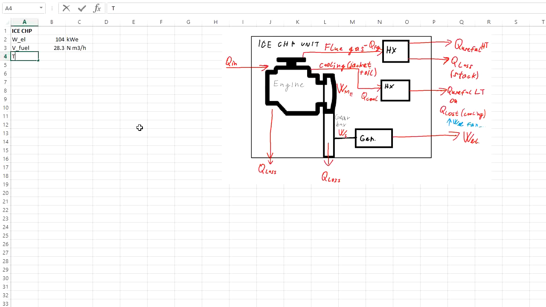Then we had the temperature of the flue gas as 552 degrees C, and temperature of the flue gas at the outlet of the flue gas heat exchanger, which was 80 degrees C. And lastly, we had specified efficiency of power electronics and generator to be 96%, and mechanical efficiency of the gearbox as 99%.